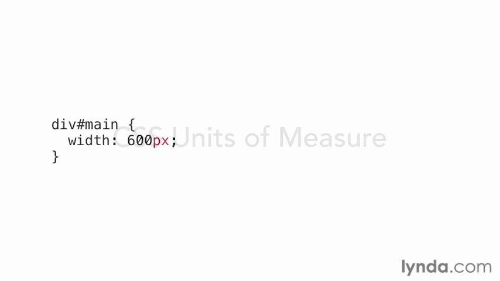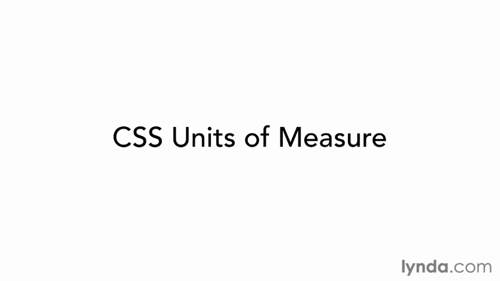So CSS uses a concise list of units to specify the sizes of objects on the screen. It's good to understand these units so that you can have consistent results with your CSS projects.